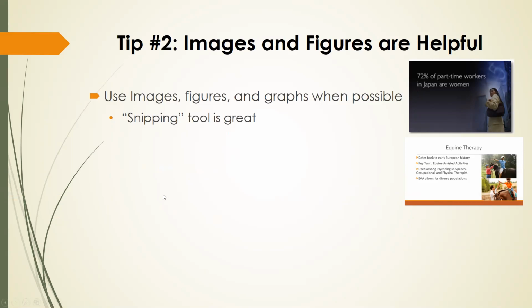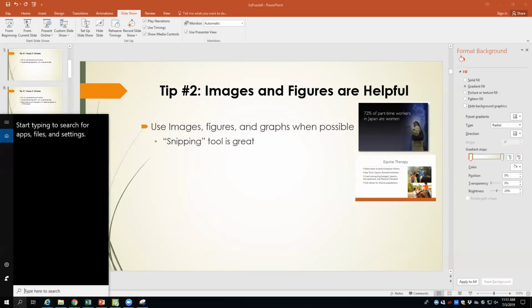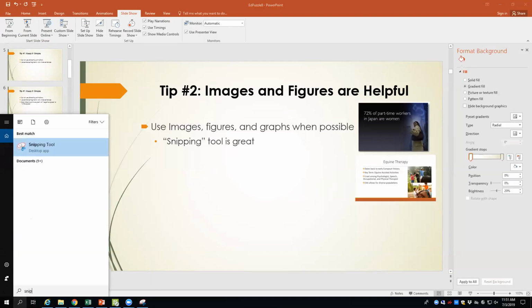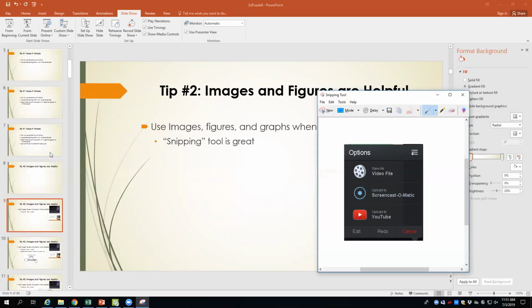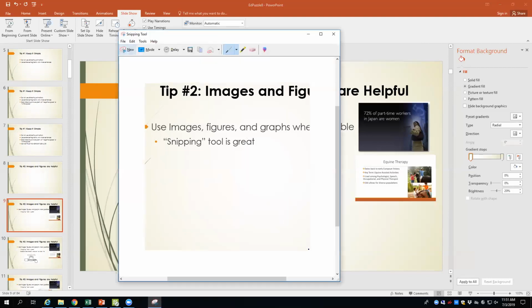To show you where this might be on your computer. I actually already have it open here, but on your Windows computer, if you want to go to search and just type in snip, it'll pull up this snipping tool. What this snipping tool will allow you to do is just grab images of anything, and then you can copy and paste them into your PowerPoint presentation.